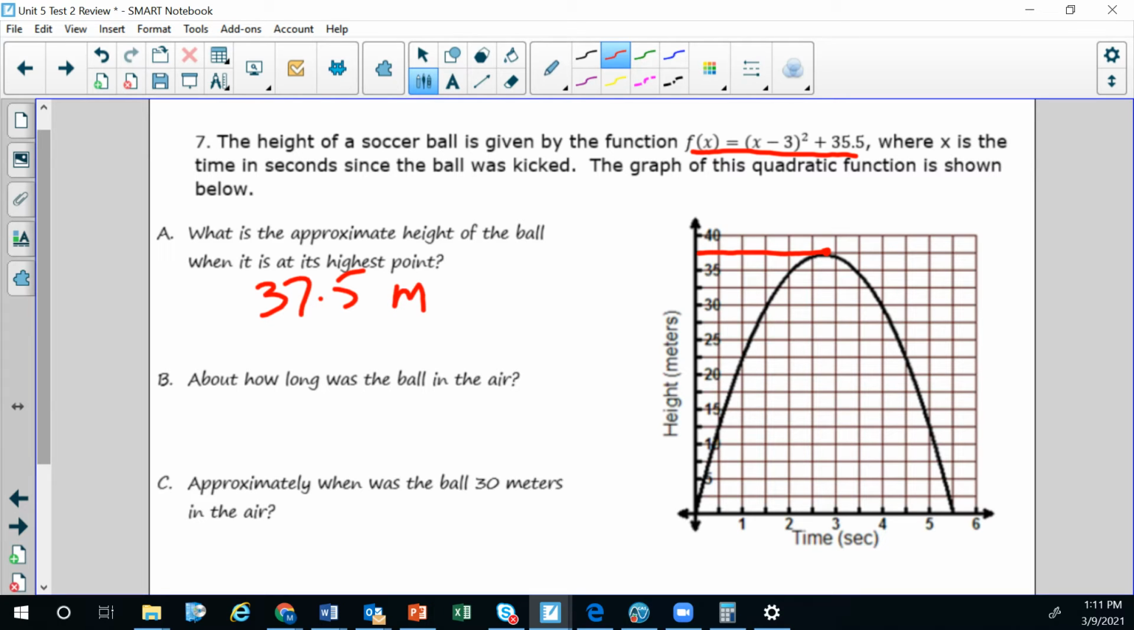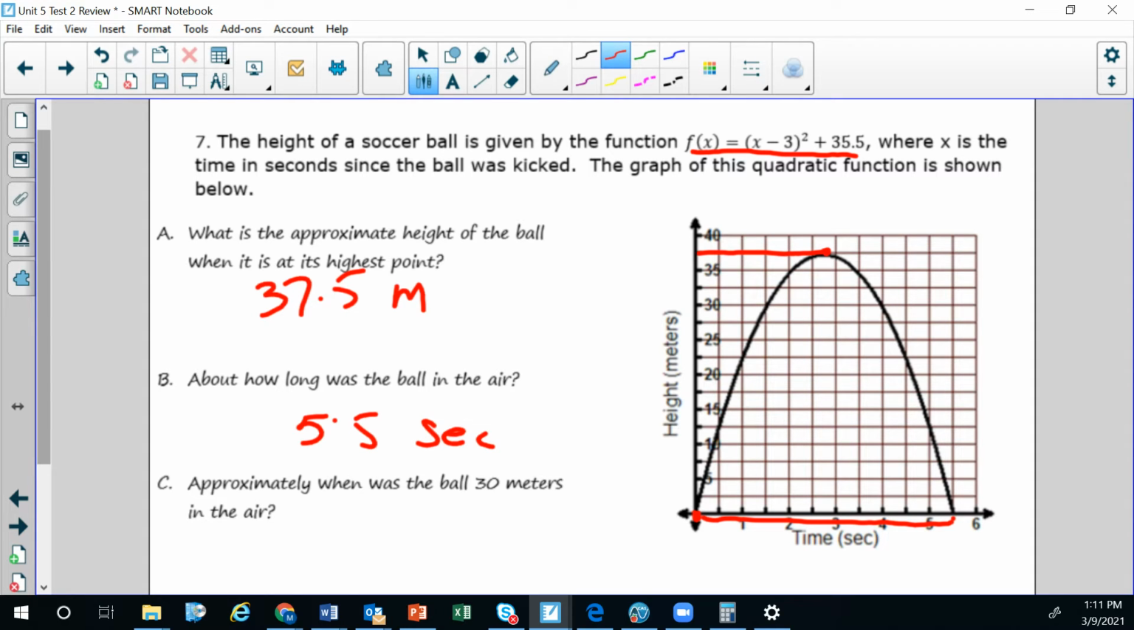Meters. Okay. B, how long was the ball in the air? Well, the ball was kicked from this point right here, and as time increases it travels in the air, and it comes back down at 5.5. So the total flight time of the ball is 5.5 seconds.